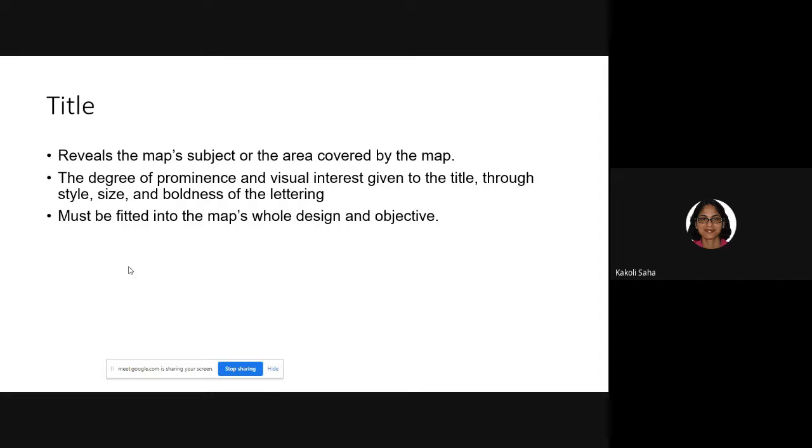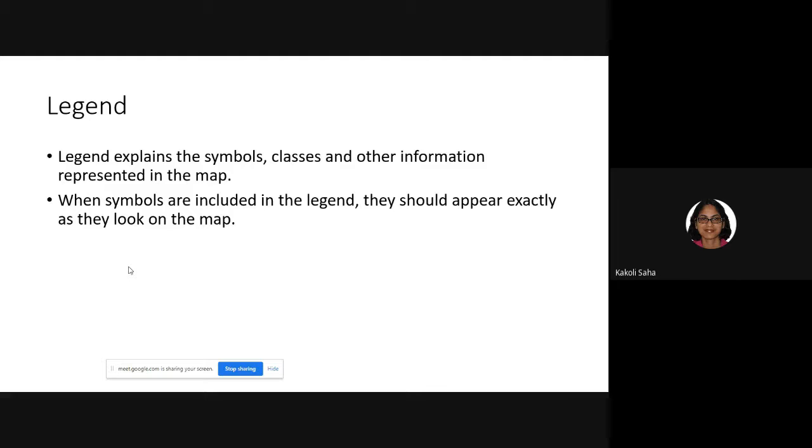The title reveals the map subject or the area covered by the map. The degree of prominence and visual interest given to the title through style, size, and boldness of the lettering must be fitted into the map's whole design and the objective. Legend, another element, explains the symbols, classes, and other information. When symbols are included in the legend, they should appear exactly as they look on the map. Otherwise, the viewer will fail to connect.